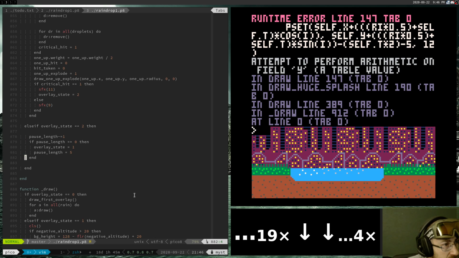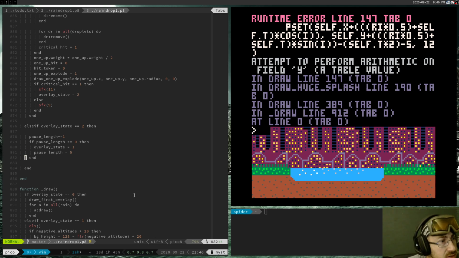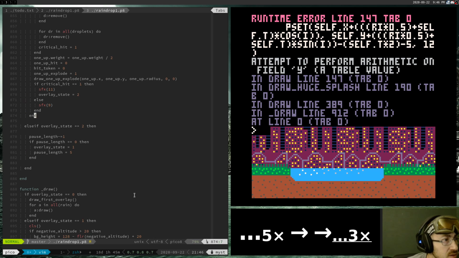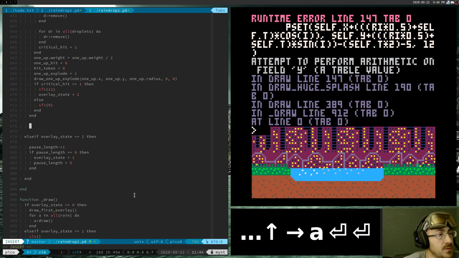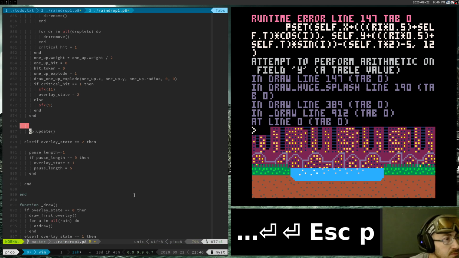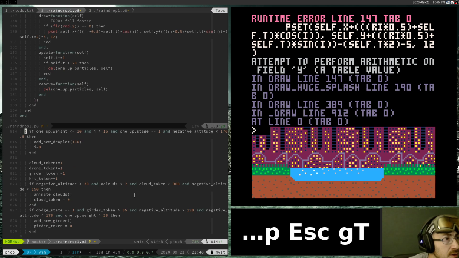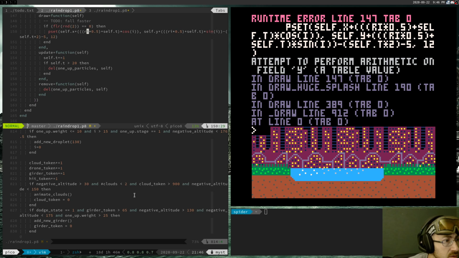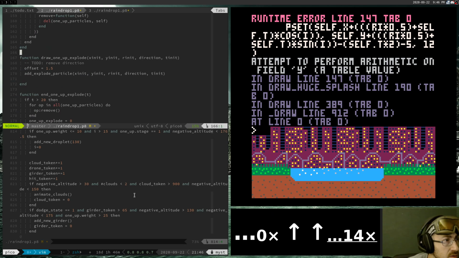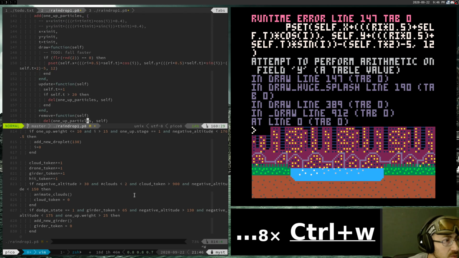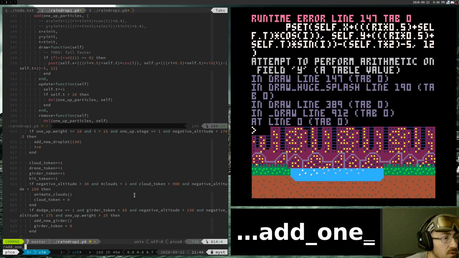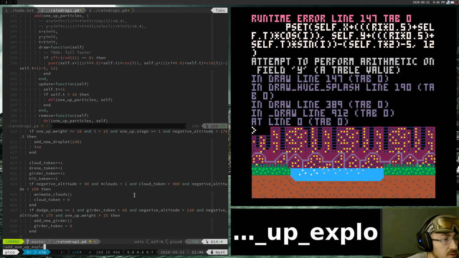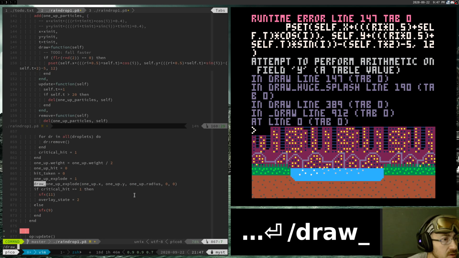Okay, I think the overlay state, oh no, that's the overlay state is going to be after that. So I think that its overlay state is 1. So we want to put this over here. Well, not that one. We want to put, yeah, that's the add one up explode. So we need add one up explode. Draw one up explode.